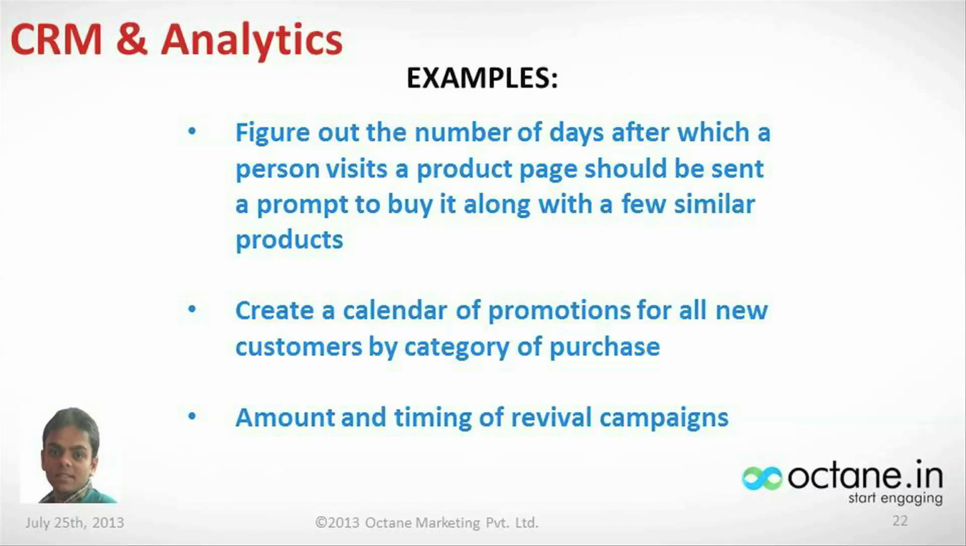This is about figuring out that unless we experiment and use a lot of CRM and data analytics, we can never figure out what the right time is to push a product to a person. If you visit Amazon.com, Amazon has identified that as close to 7 days. If you visit a product and stay on it for a while, 7 days later you'll get the same product saying, why don't you go ahead and buy this. Create a calendar for promotions by customer, by category of purchase. If a specific person is buying watches, should I be pushing him belts tomorrow? Or if a specific person is buying a mobile, should I be pushing him accessories tomorrow?